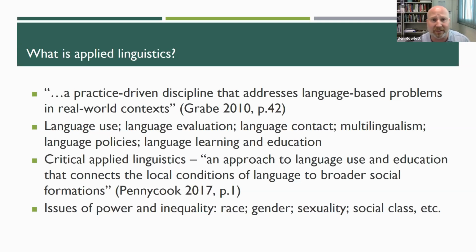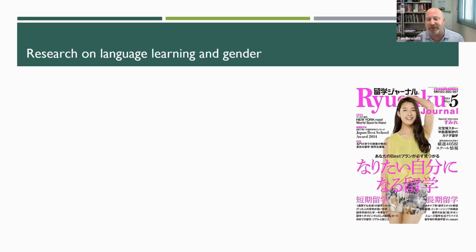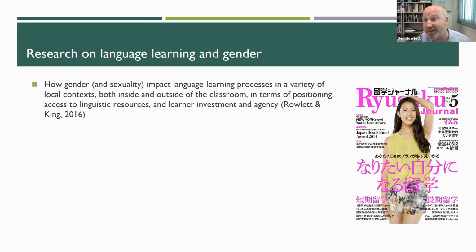So in the light of this drive to harness a more critical approach in applied linguistics, and especially in the social domain of language learning and teaching, recent years have seen quite a number of studies focus on gender and more recently sexuality, which of course both are intertwined social concepts, in order to address how these social categories impact language learning processes in a variety of contexts. And this is both inside and outside of the classroom, in terms of things like positioning, access to linguistic resources, and learner investment and agency.